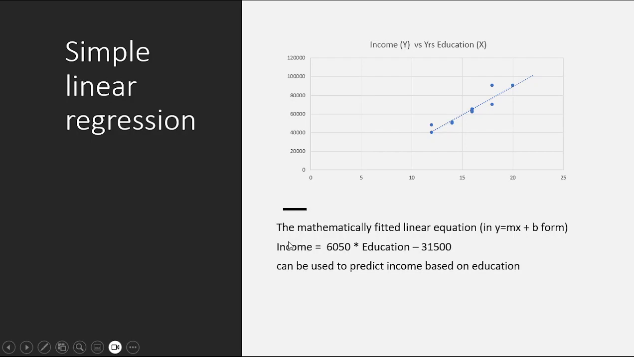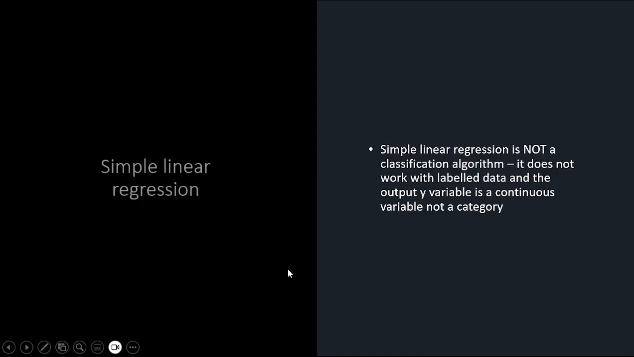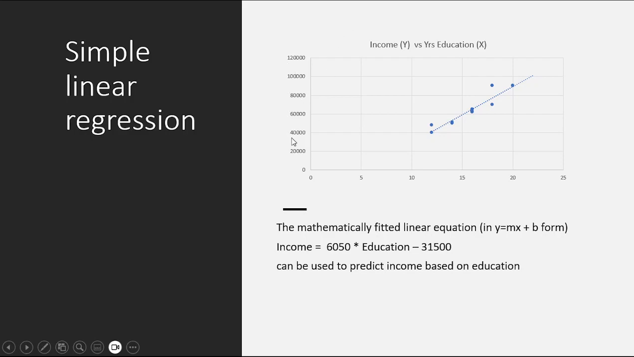The reason this becomes statistics and not classification is we're not going to want to predict a continuous outcome like this. Simple linear regression is not a classification algorithm. It doesn't work with labeled data, and the output y is a continuous variable. If this were some kind of category, which it's not, then it would be classification. This is strictly quantitative and strictly part of statistics, not considered a classification model.